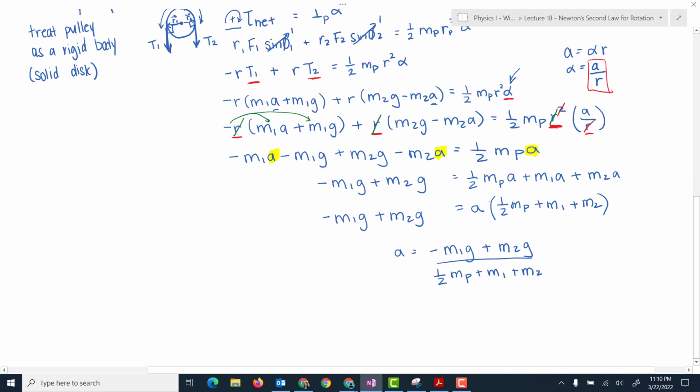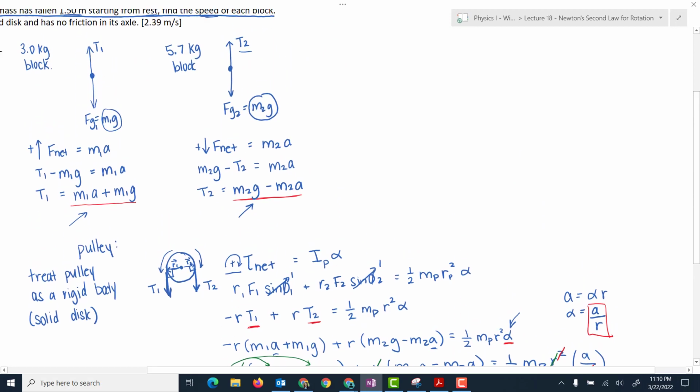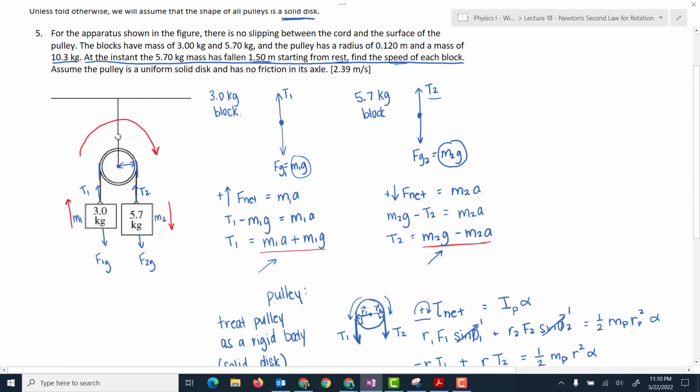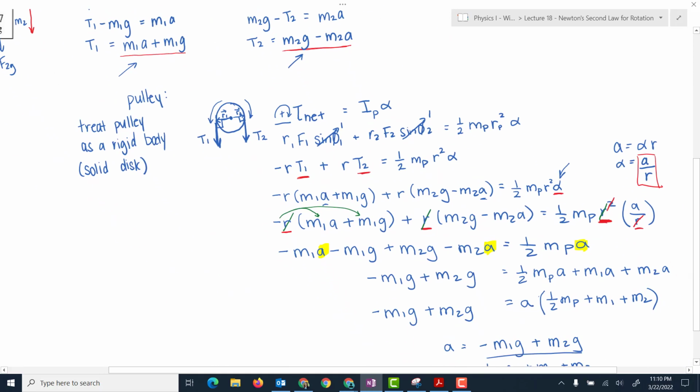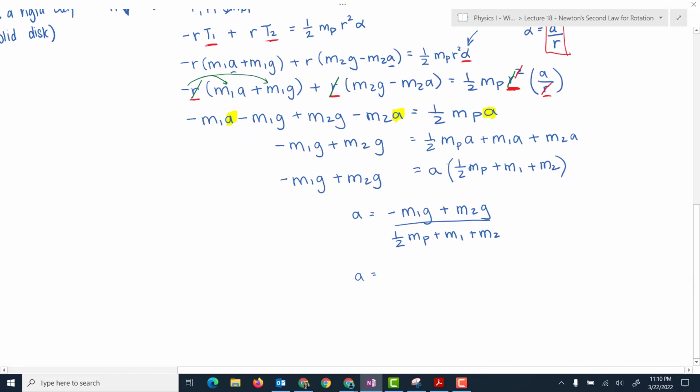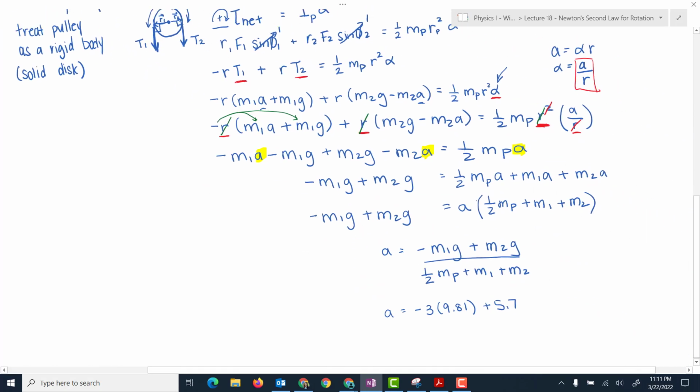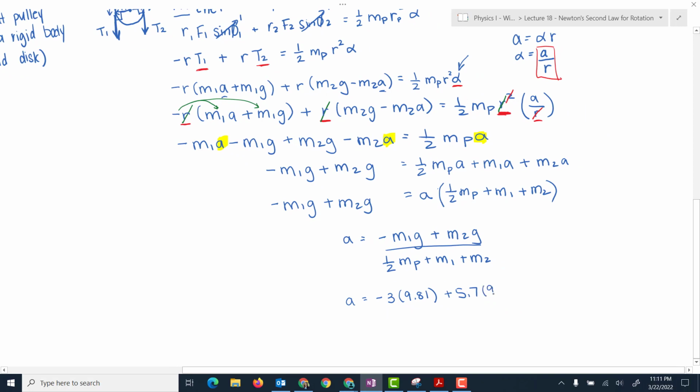Alright, so now I'm ready to finally put my numbers in. So a is equal to mass 1. If I go back to my diagram, mass 1 was 3 kilograms, mass 2 was 5.7. So I have negative 3 times g, 9.81, plus mass 2, which was 5.7, times g, which is 9.81, over 1/2 times the mass of the pulley.